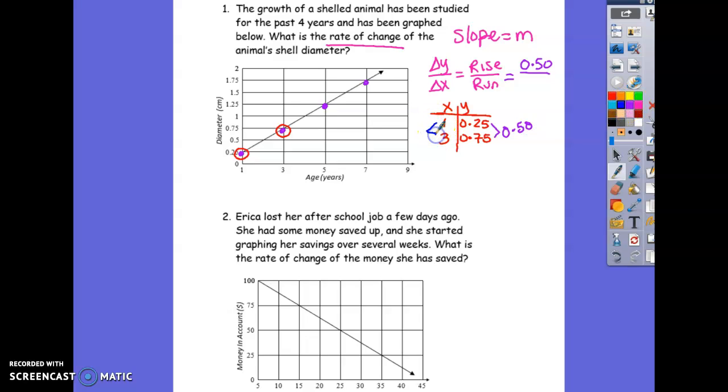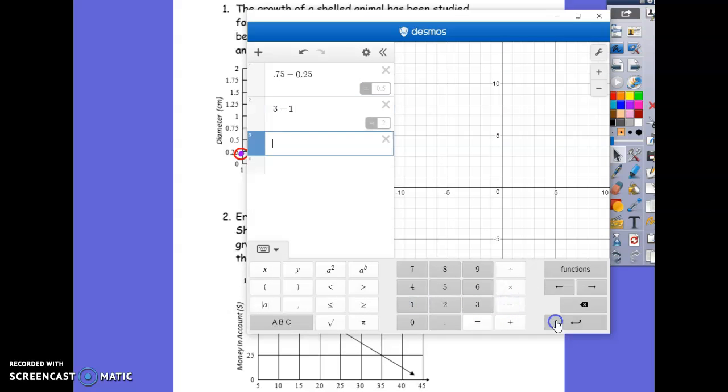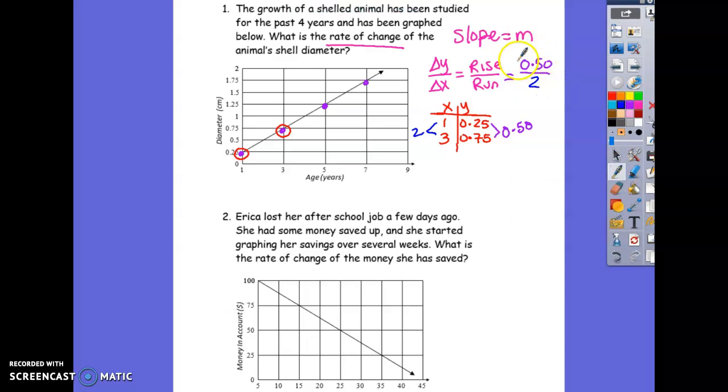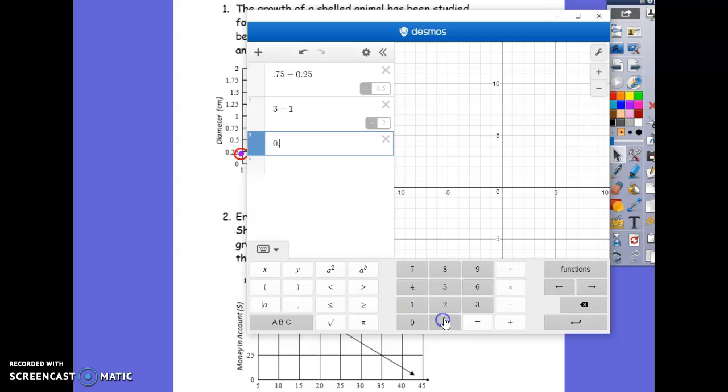Okay, now I need the other side. How much did this change by? 2. And again, those of you who can't see that, you just type it in decimals. 3 minus 1. Okay? So now you have 2 at the bottom. Then you divide this. Divide it in decimals. So I have 0.50 divided by 2. And that is your slope, 0.25.